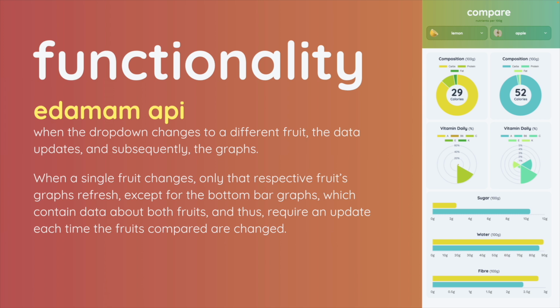So when you select, for example, on the right, there's the lemon and the apple. If you change, for example, just the lemon side graphs would have to update, but also the bottom one, because the bottom bar graphs actually uses information from both. So although the apple one still remains the same, if the lemon one is changed to a different fruit, that would just have to regenerate again.